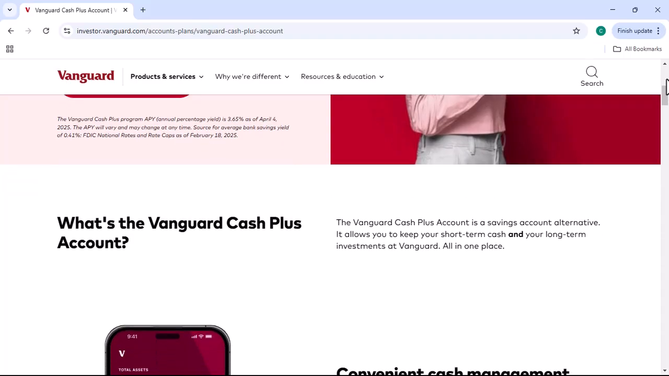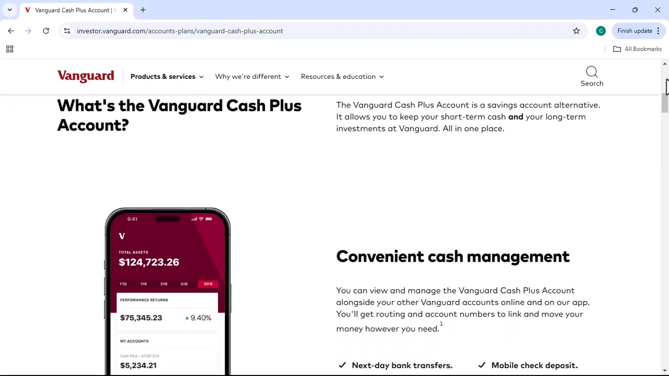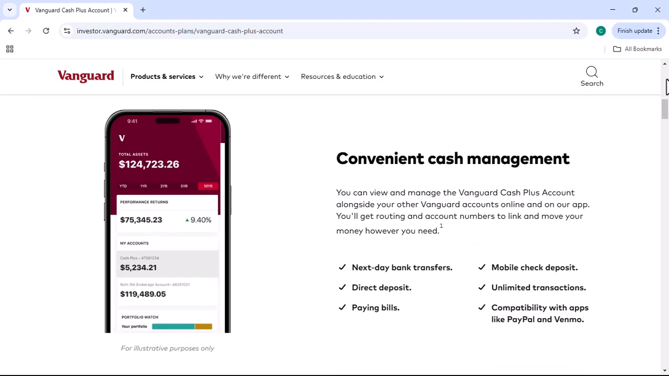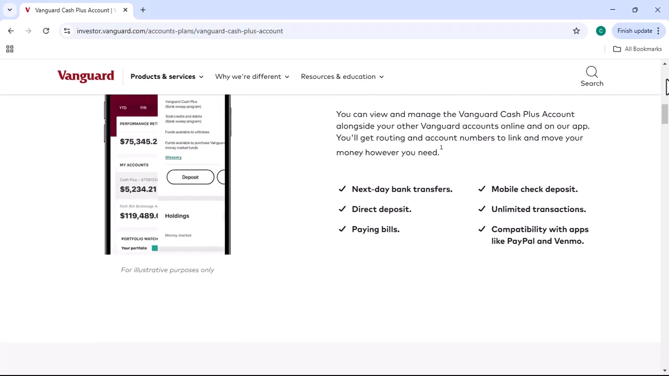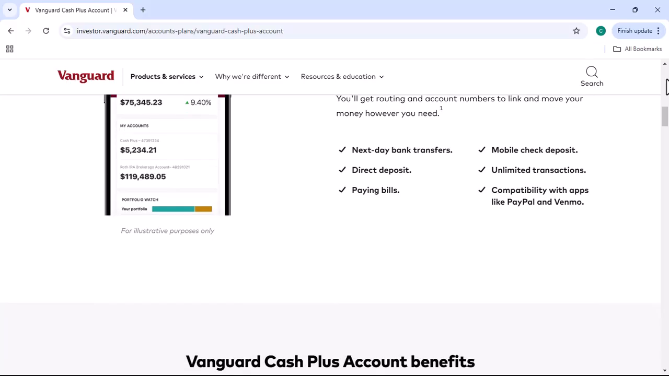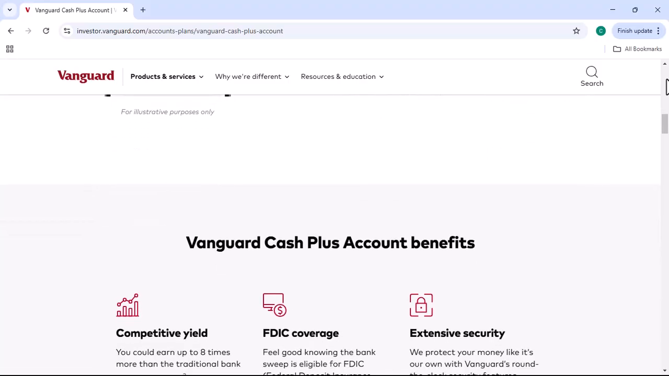It's a popular option for those looking for potentially higher returns than traditional savings accounts, while still maintaining a relatively low-risk profile. Now, if you're thinking about putting your money into Vanguard Cash Plus, one of the first questions that likely pops into your head is, how often do I actually get to see those returns? When does that interest, that extra bit of cash, actually land in my account? That's exactly what we're going to dive deep into today.